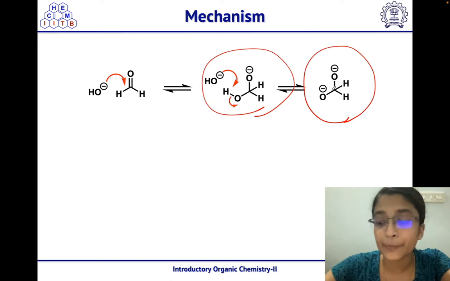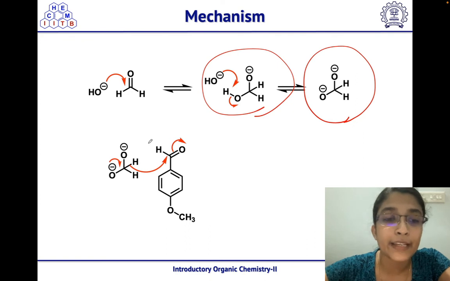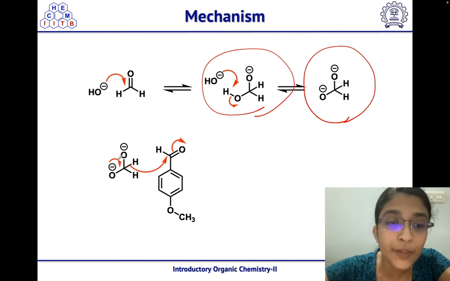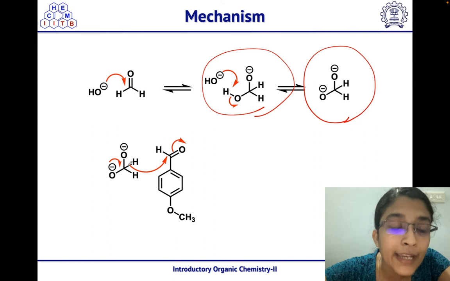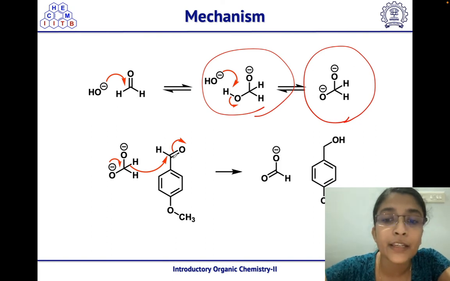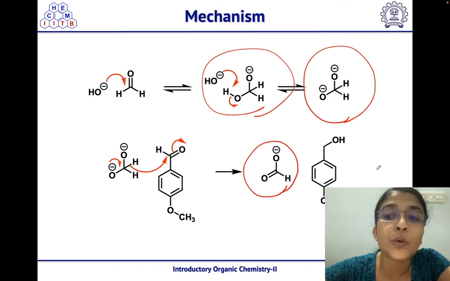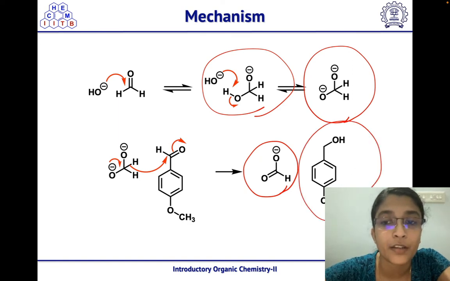Then what will happen? The dianion will react with this aldehyde. The electron density from this oxygen will fall down and the hydride will go and add on to this aldehyde. So what will we get here? We will get a carboxylate anion from this formaldehyde, and this species will undergo reduction. The aldehyde will undergo reduction and we will get an alcohol. So is this mechanism clear?